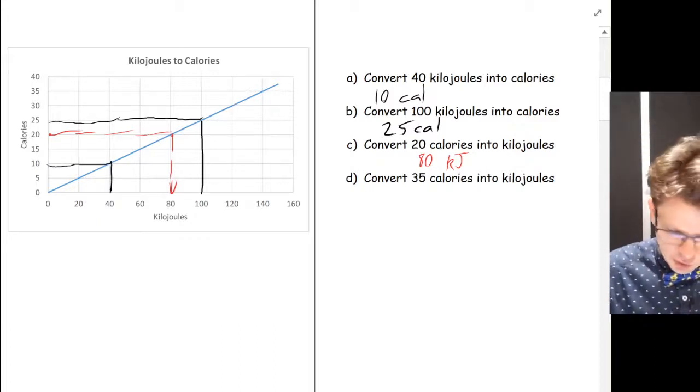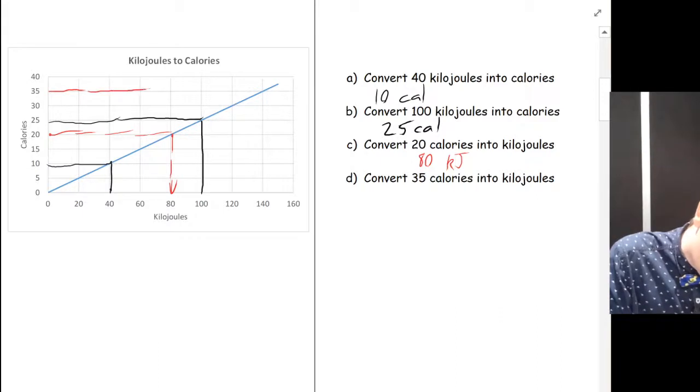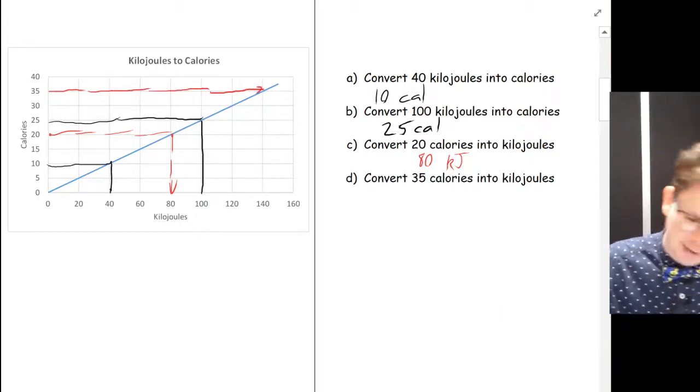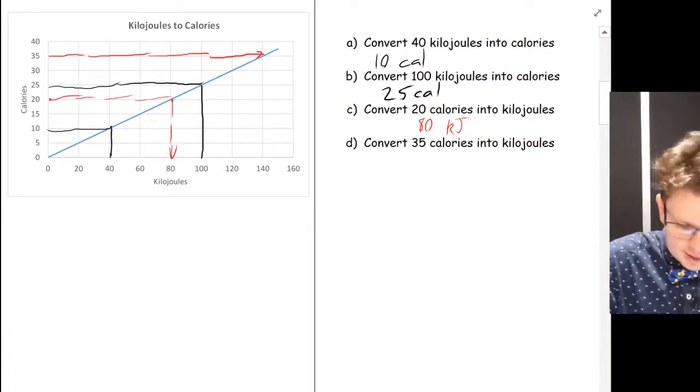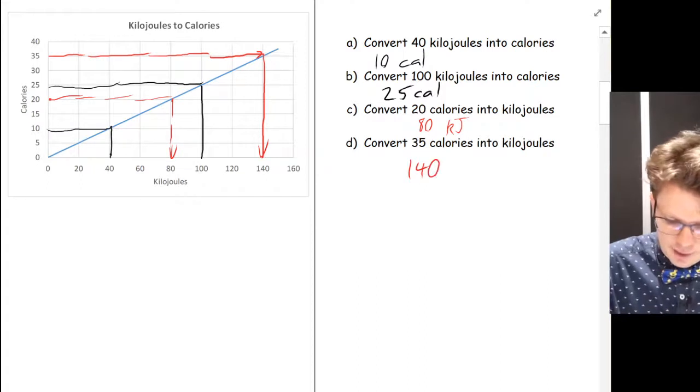And the last one is 35 calories. So that's all the way up here. Across, across, across, across, across, until we hit the line. Once we hit the line, we look down. And you should see that it's 140 kilojoules.